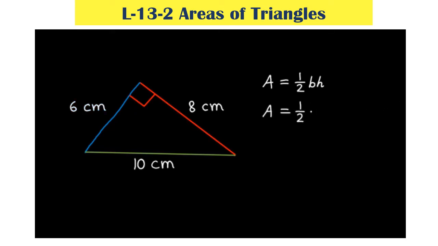We can substitute the measure of the base and the measure of the height into the formula. Now we can find 8 times 6. 8 times 6 equals 48. Find half of 48 by dividing 48 by 2. 48 divided by 2 equals 24. The area of this right triangle is 24 square centimeters.